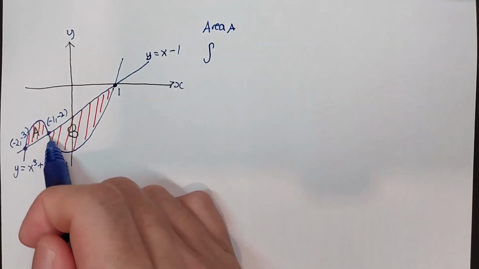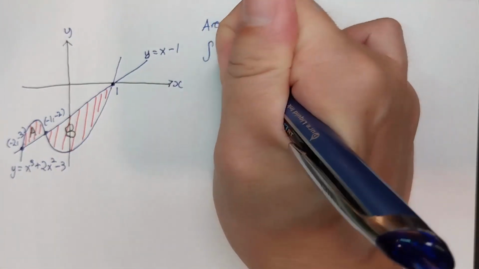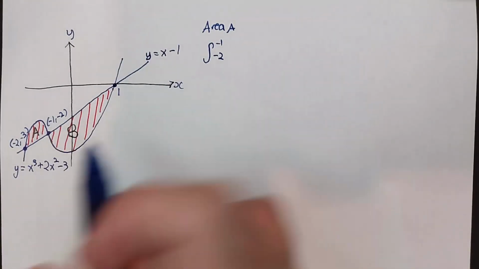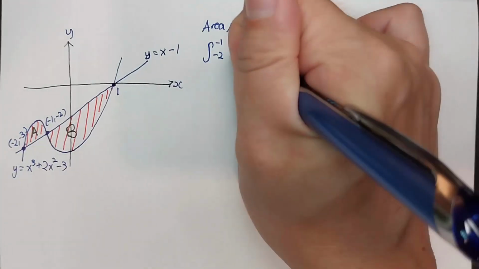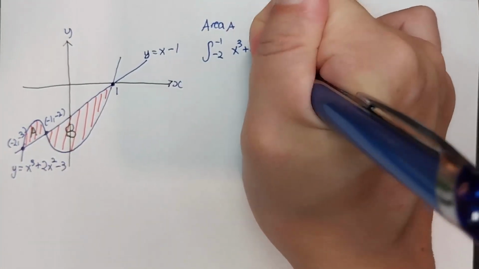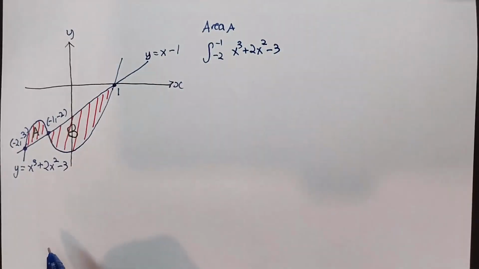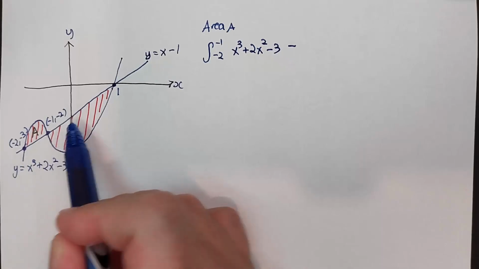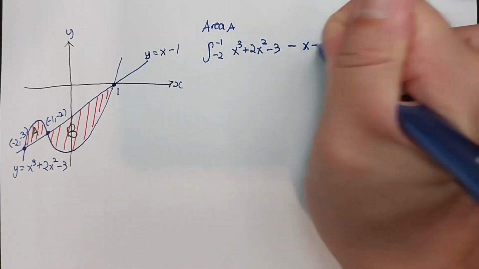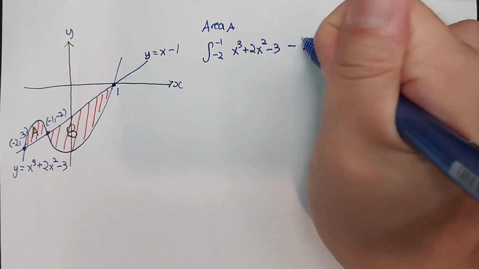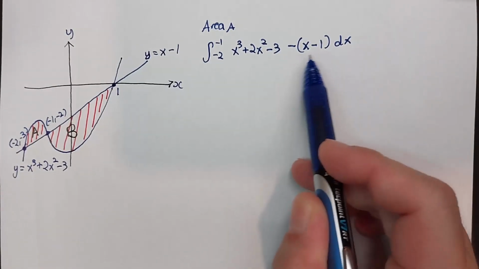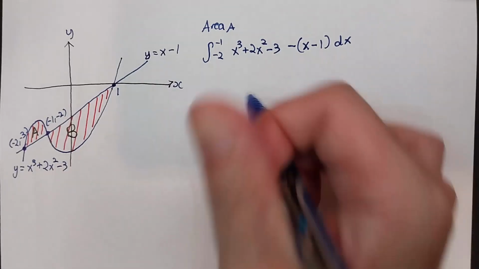I will take the limits from −1 to −2. And I'll take the top curve, which is x³ + 2x² − 3. I will subtract the bottom curve, which is the straight line x − 1. Please remember to put a bracket, otherwise your last value will not be correct.